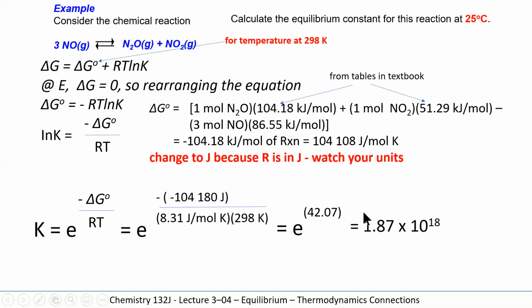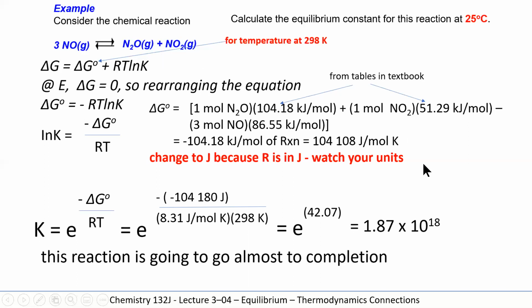Very, very large number, suggesting that this equilibrium produces a lot of product, very little reactant at equilibrium. So the reaction almost goes to completion here.